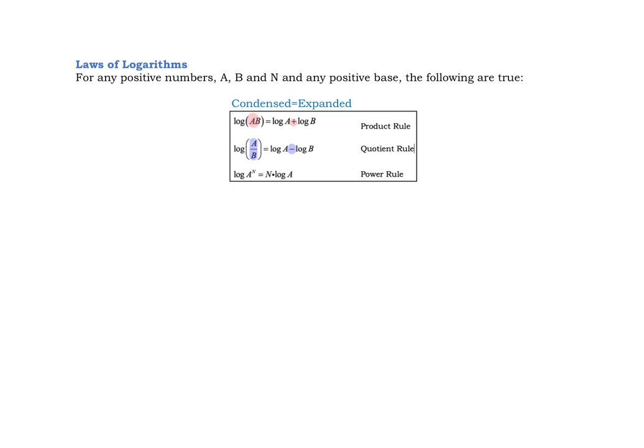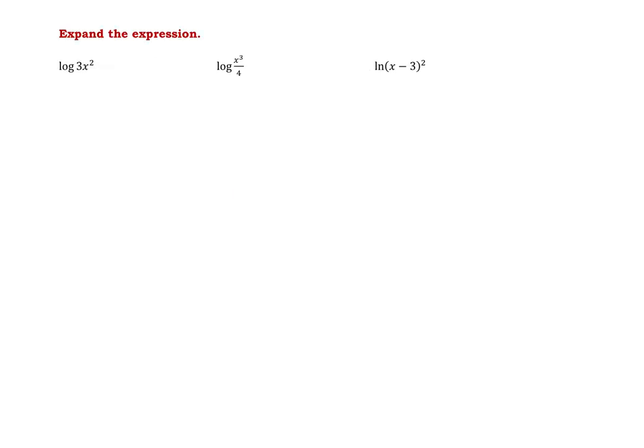And then if I have an exponent on my argument, I would put it in front of the log as multiplication. So if I have a number in front of the log, that means that it is the exponent on the argument. Okay, this first one, I see that I have a log. I have two separate, what I call bases.